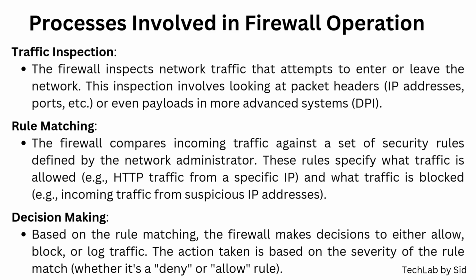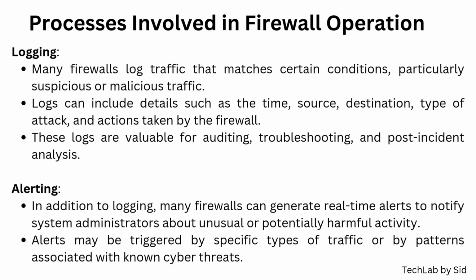Decision making. Based on the rule matching, the firewall makes decisions to either allow, block, or log traffic. The action taken is based on the severity of the rule match, whether it's a deny or allow rule. Logging. Many firewalls log traffic that matches certain conditions, particularly suspicious or malicious traffic. Logs can include details such as the time, source, destination, type of attack, and actions taken by the firewall. These logs are valuable for auditing, troubleshooting, and post-incident analysis.